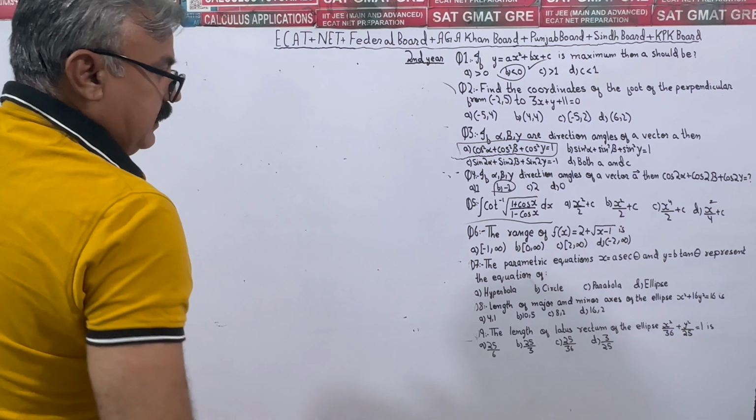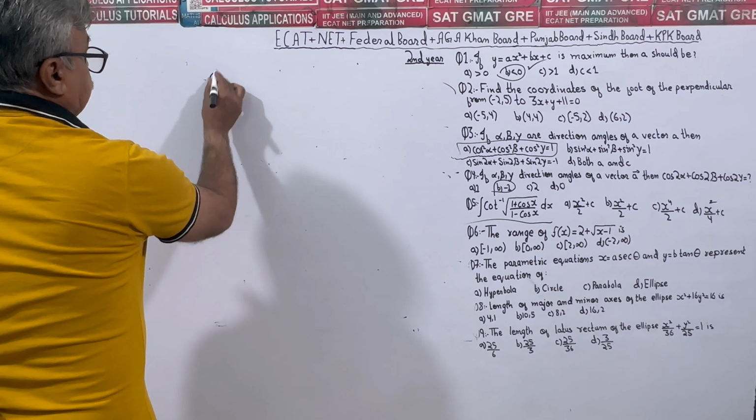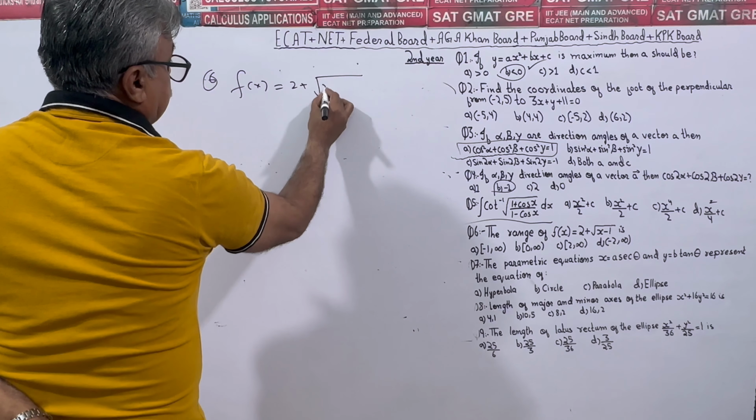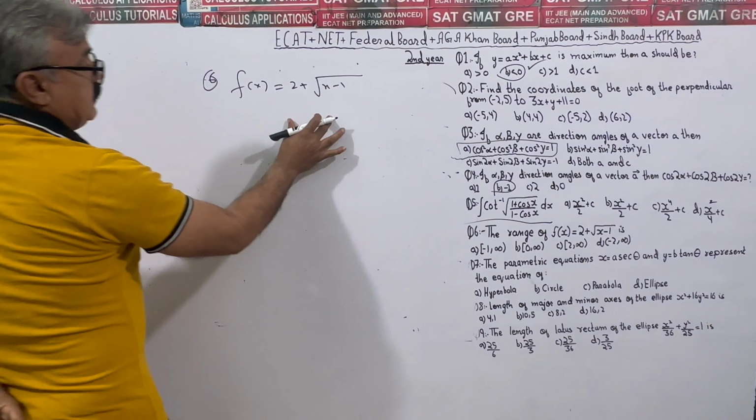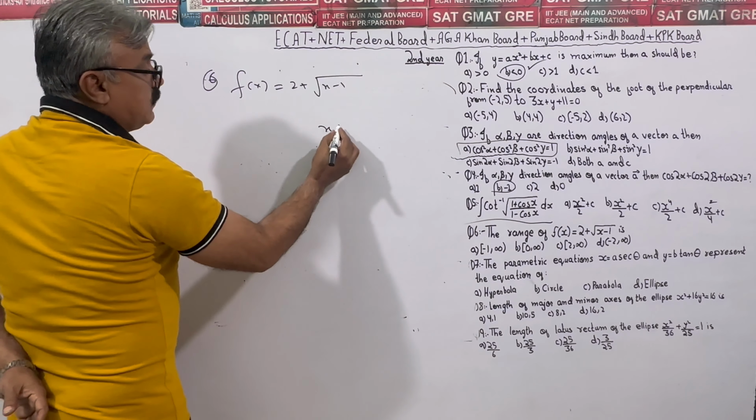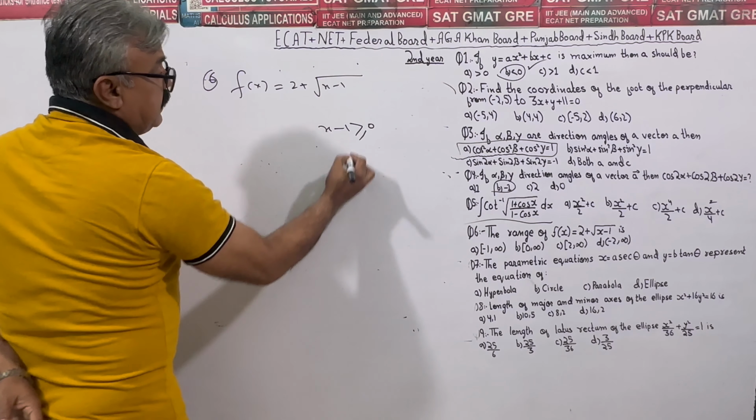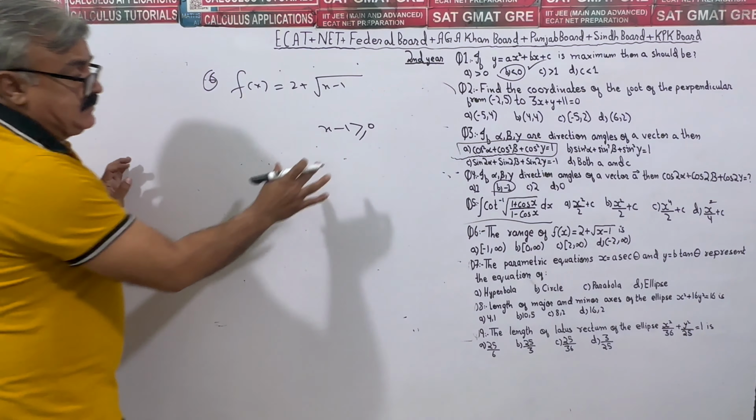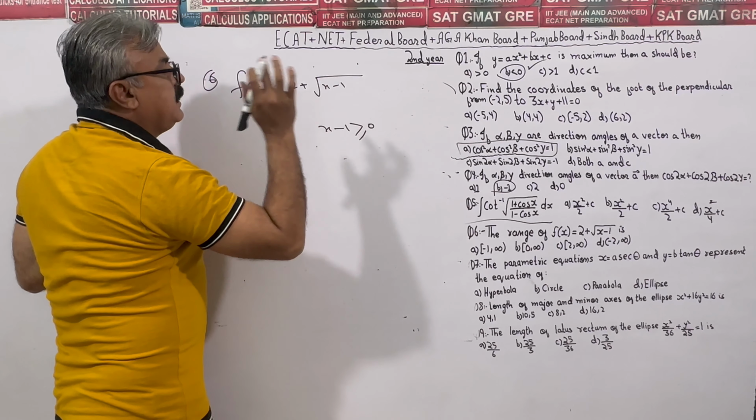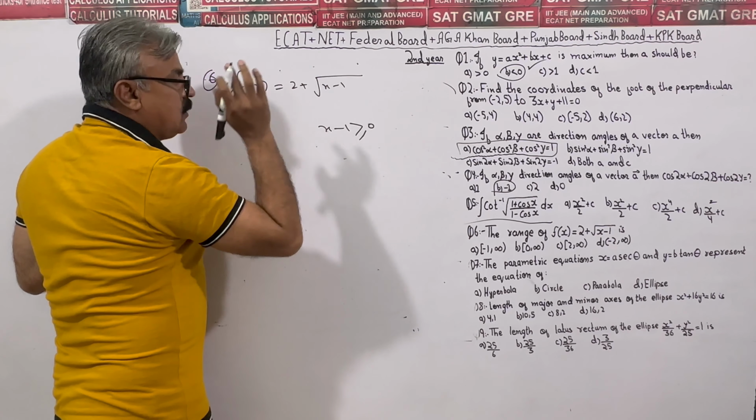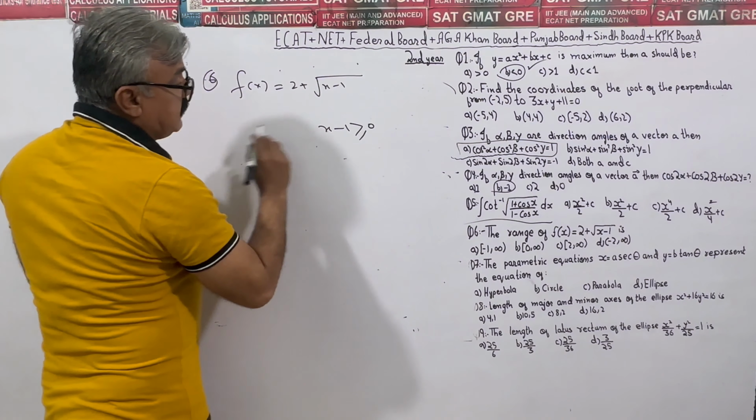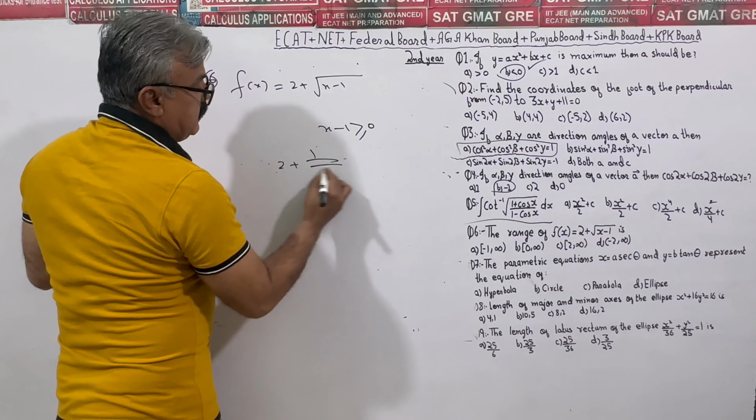Question number 6. f of x is equal to 2 plus root x minus 1. How to manage the domain of this one? There is a root but in the numerator. So it must be greater than or equal to 0. Greater than or equal to 0 works. If this quantity is 0, 0 in the numerator works. 0 in the denominator doesn't work; that's undefined.